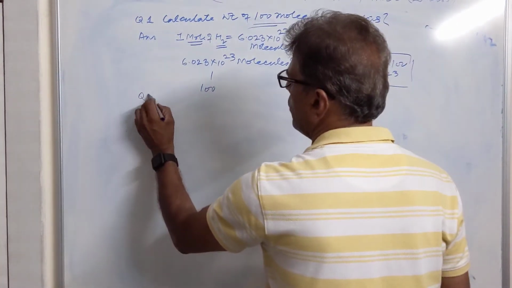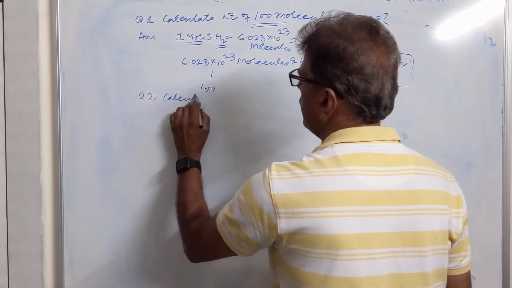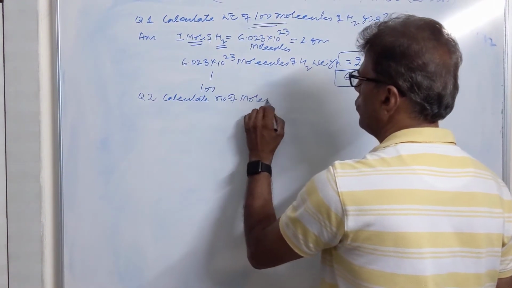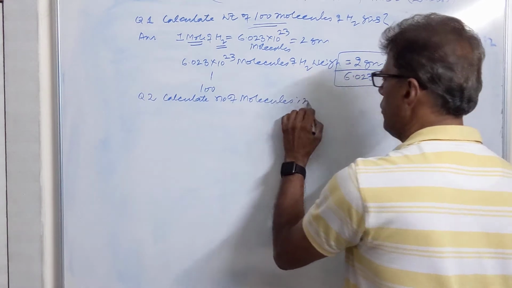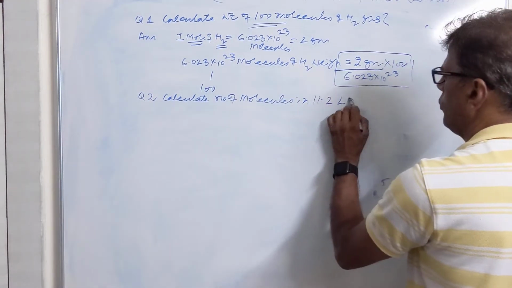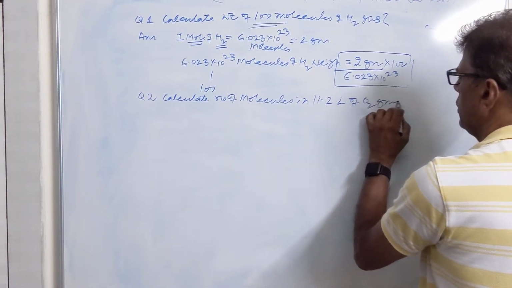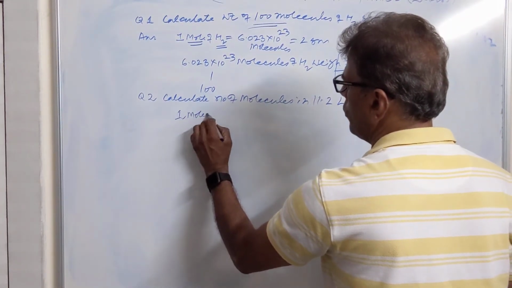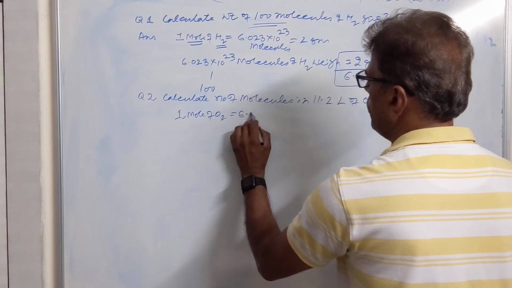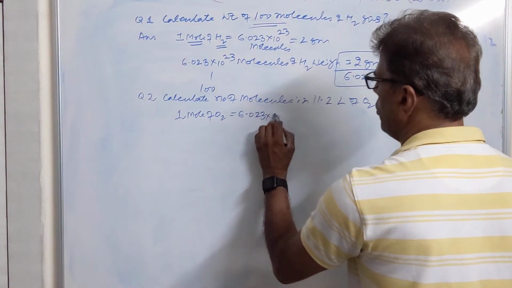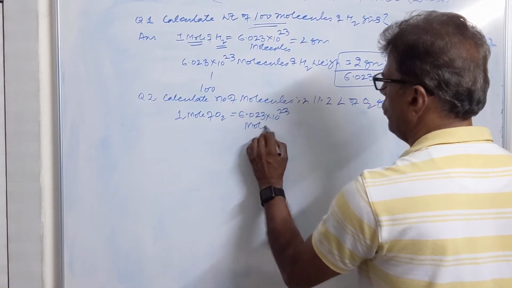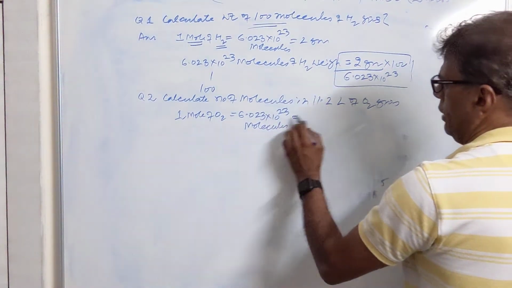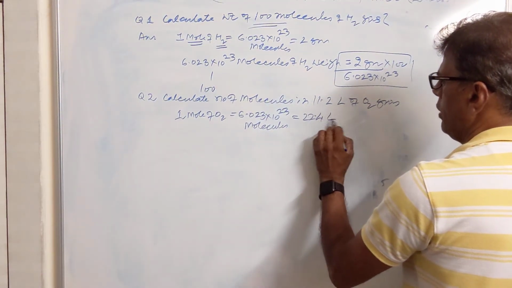Then we have question number 2: calculate the number of molecules in 11.2 liters of oxygen gas. Again, to solve the problem, you write 1 mole of O2. It has 6.023 into 10 raised to power 23 molecules of O2, and the volume of 1 mole is 22.4 liters.